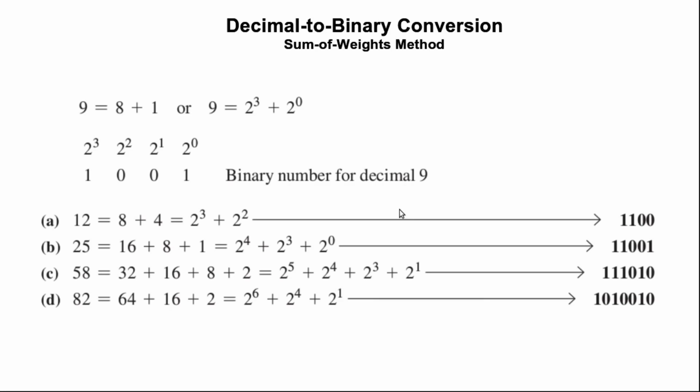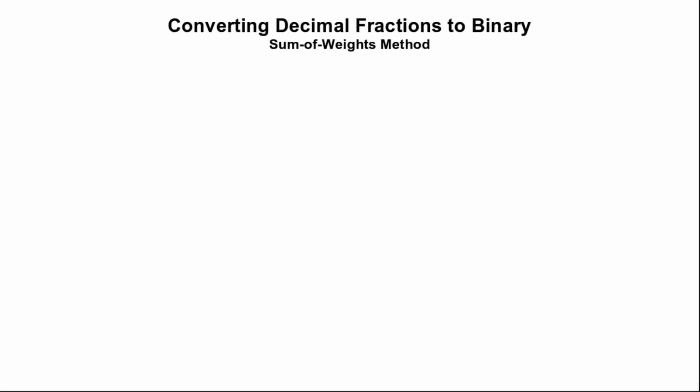Now let us try to see how to convert decimal fractions to binary. So this time we are talking about fractional numbers where we have a decimal point. For such numbers, again we have two different methods for converting to binary. One is the sum of weights method, which we just now saw, but this time we will see it for fractional numbers. So as an example, I take the decimal number 0.625. Now 0.625 can be written as 0.5 plus 0.125.